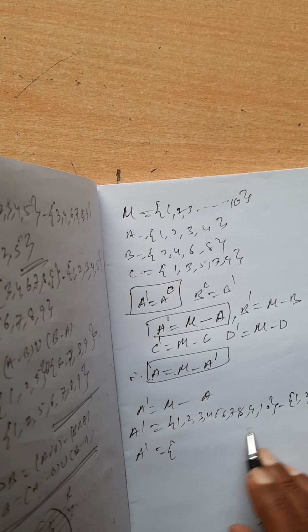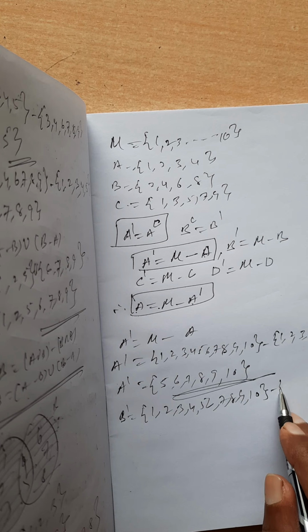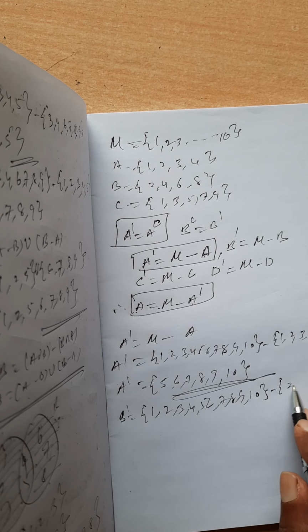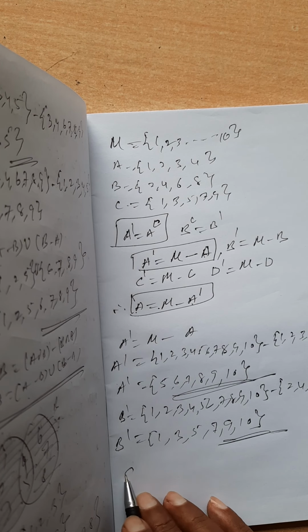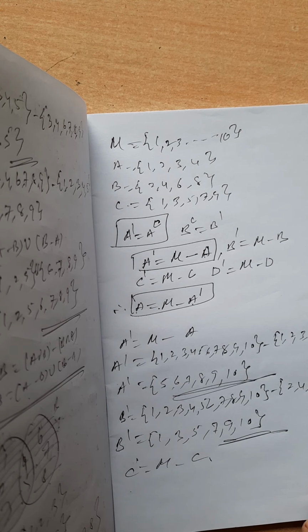B complement again: we write the mu set 1, 2, 3, 4, 5, 6, 7, 8, 9, 10, minus B. B is what? B is 2, 4, 6, 8. Subtract this: 1 saved, 2 gone, 3 saved, 4 gone, 5 saved, 6 gone, 7 saved, 8 gone, 9 and 10 saved. So this is B complement. Like that we can find C complement also. C complement is mu minus C. Subtract that and you will get the value.